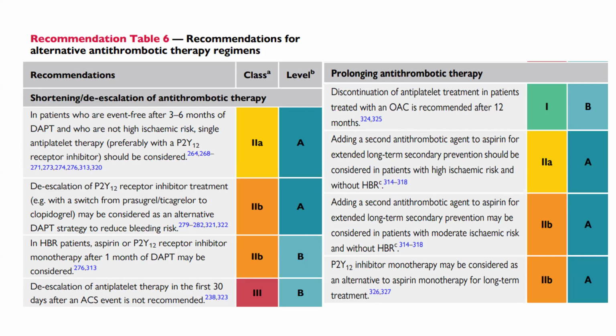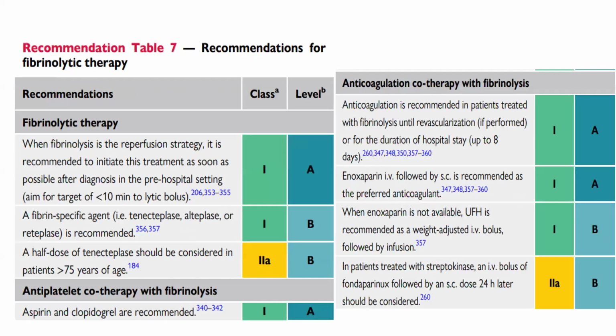Adding a second antithrombotic agent to aspirin for extended long-term secondary prevention may be considered in patients with moderate ischemic risk. Similar to the other one, but the first one was those with high, this is moderate, so it was 2B, whereas the first was 2A. A P2Y12 inhibitor monotherapy may be considered as an alternative to aspirin monotherapy for long-term treatment, that is 2B.